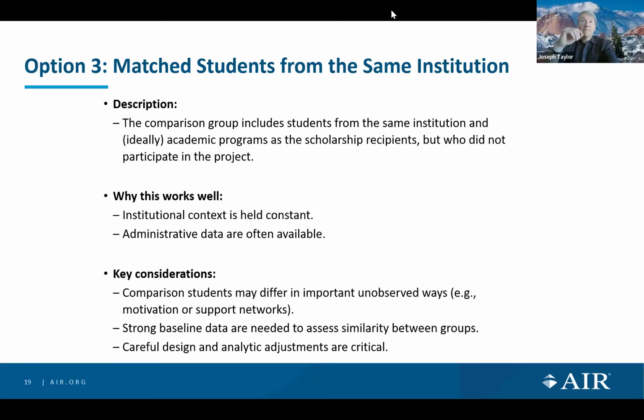And then in option three, again, this comparison group includes students from the same institution and ideally the same academic program as the scholarship recipients, but who may or may not have even applied for the scholarship. So this option has it going for it that at least the institutional context is controlled and held constant, and that the administrative data that one would use to match treatment and control is likely going to be available through the university's institutional office.